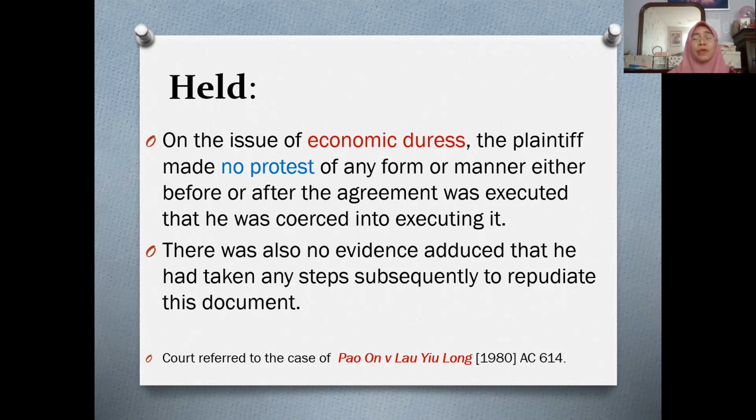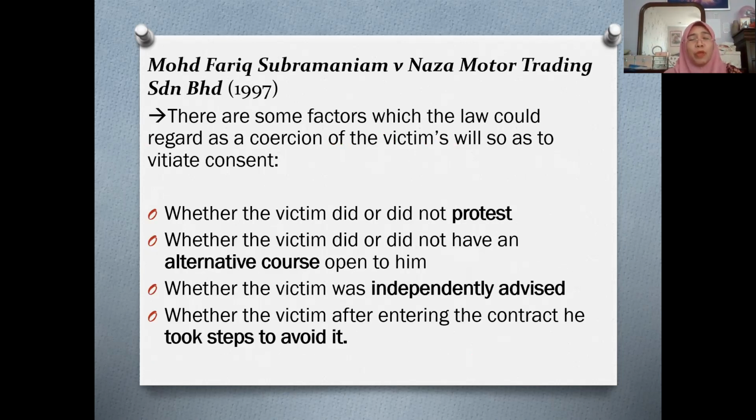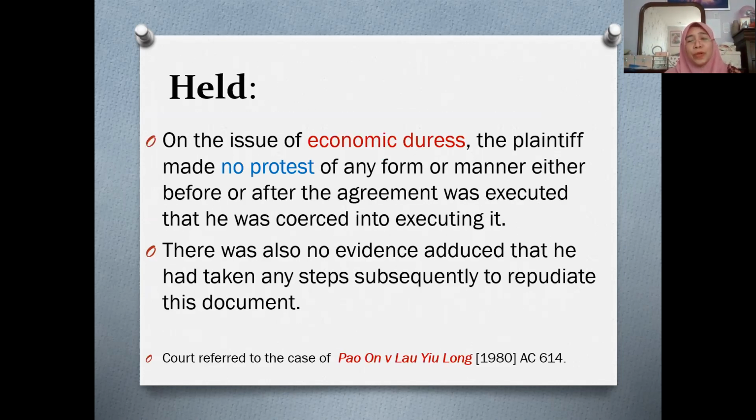So that's the right of the owner of the taxi actually. And there was also no evidence adduced that he had taken any steps subsequently to repudiate this document. If he did sign a contract under coercion, then he has to avoid it, do something. Lodge a police report, for example, to show that he was really under duress here. And how did the court come up with these four factors here? The court referred to a common law case, Pao On and Lau Yiu Long. I think this is also a case judgment by the House of Lords, 1980.